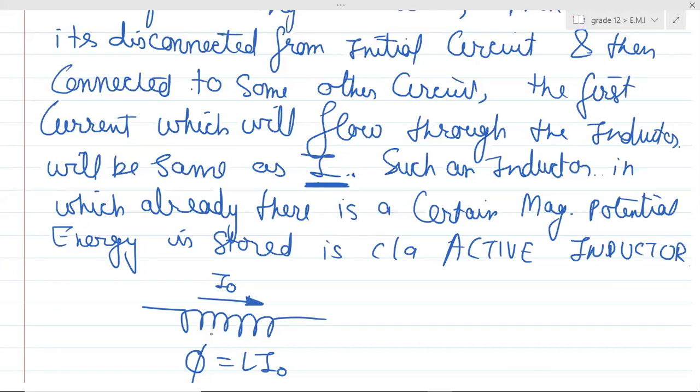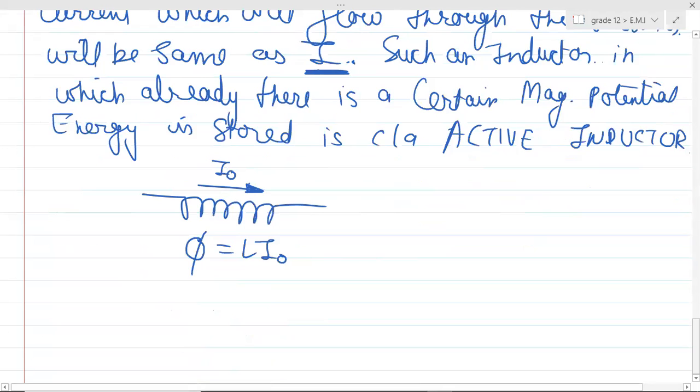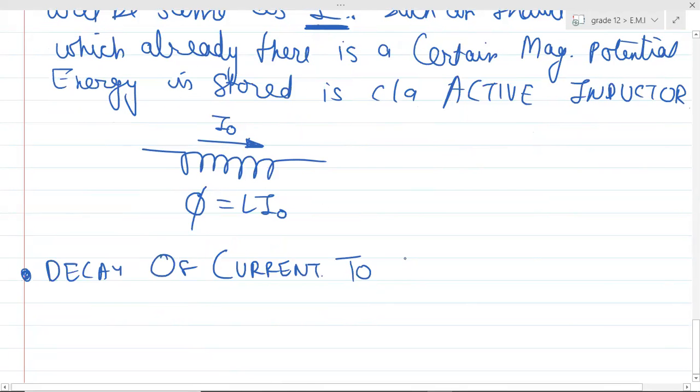Next heading: decay of current. Decay of current in an RL series circuit. Last year I didn't teach this to students because they wanted, "Sir, EMI, please teach us on school level." I said, okay, no problem. Decay of current in an RL circuit. What is happening?